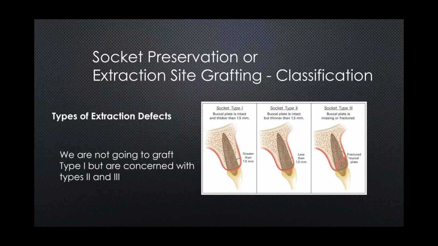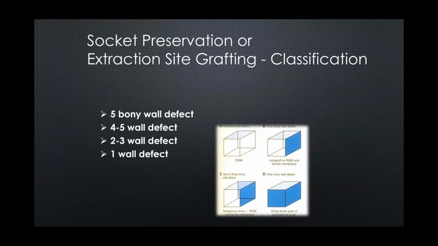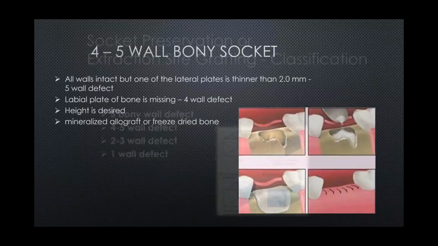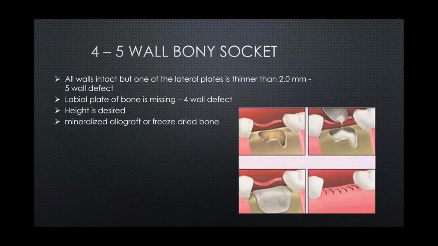The literature shows that we get the best chance for maintaining or actually growing horizontal bone this way. Of course, when you're talking in terms of socket defects, we're talking in terms of bony wall defects: 5-wall, 4-wall, 3-wall, 2-wall. These are the remaining bony walls that we have. Quite confusing, but once you understand the concept, it's fine. We're going to be grafting these 4 or 5-wall bony defects in the technique I'm going to show you now.